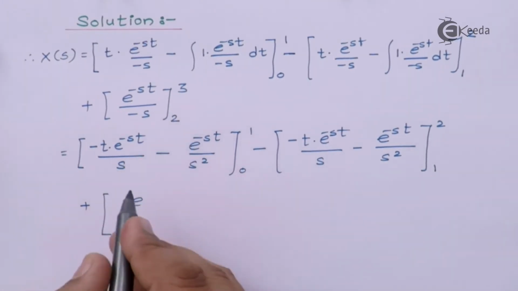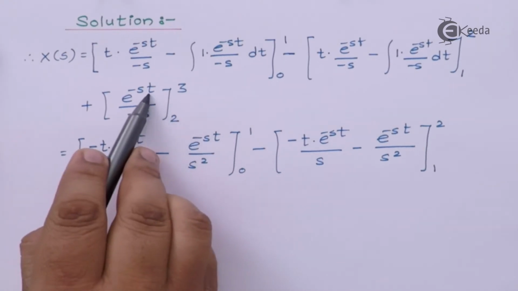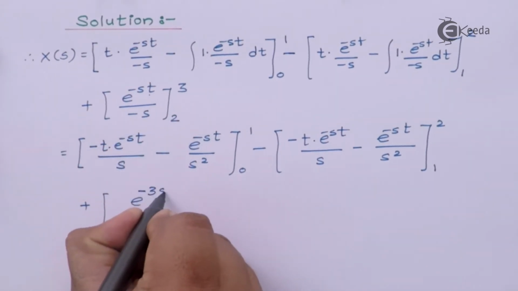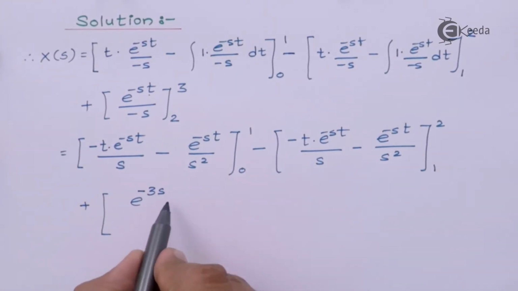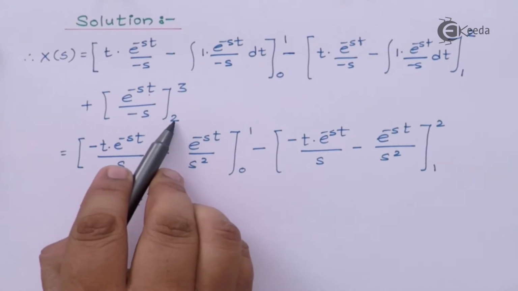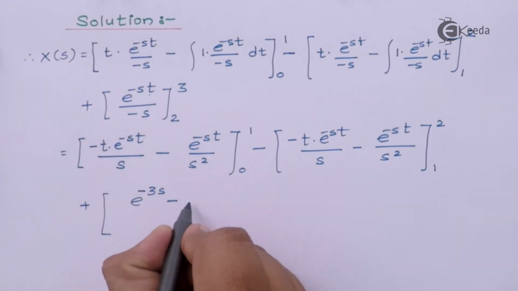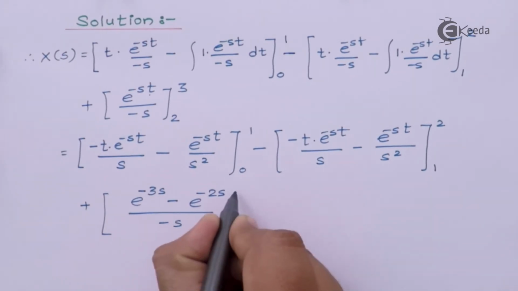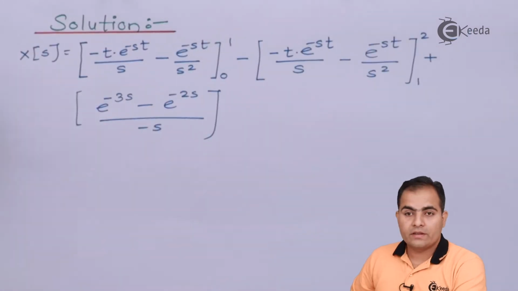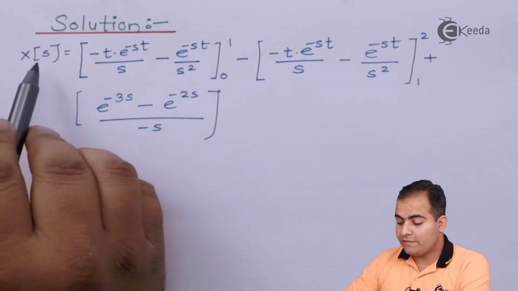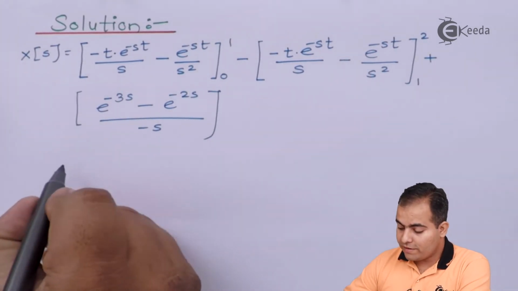So upper limit is 3, so I'll replace this t by 3. What you will get? e to the power minus 3s. Now as I told you, just place minus sign in between upper limit and lower limit terms. The lower limit is substituted over here, so this will be e to the power minus 2s, whole divided by minus s.